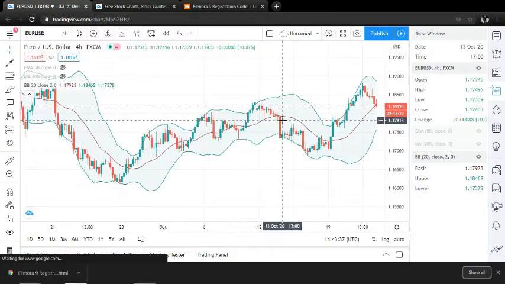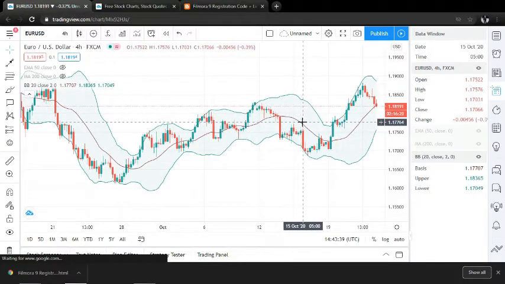Now, if you are wondering, the middle band is actually a 20 period moving average. You know what a moving average does. A moving average shows us the direction of the trend. It acts as support and resistance.